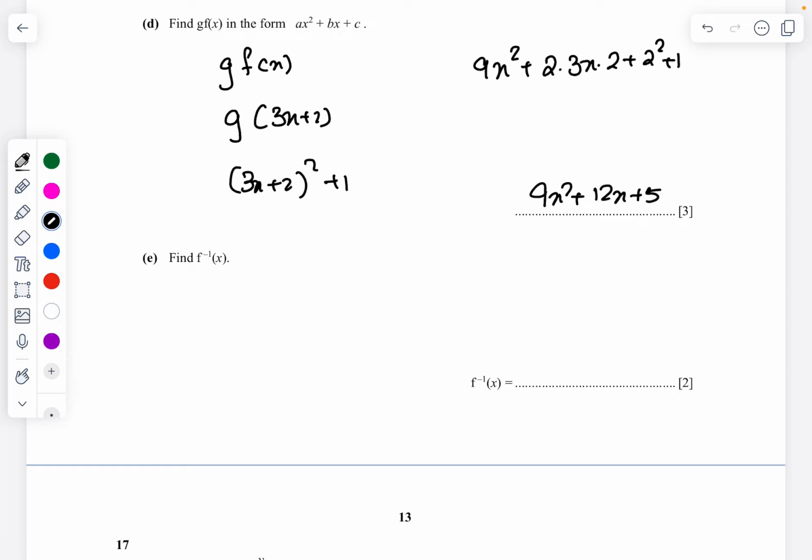Find f inverse of x. So y equals 3x plus 2, 3x equals y minus 2, x equals y minus 2 by 3. So f inverse of x is x minus 2 by 3.